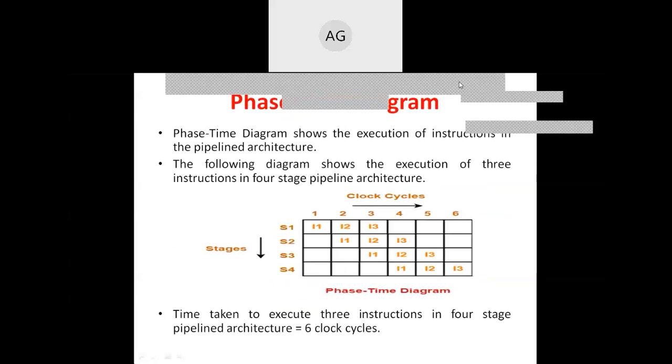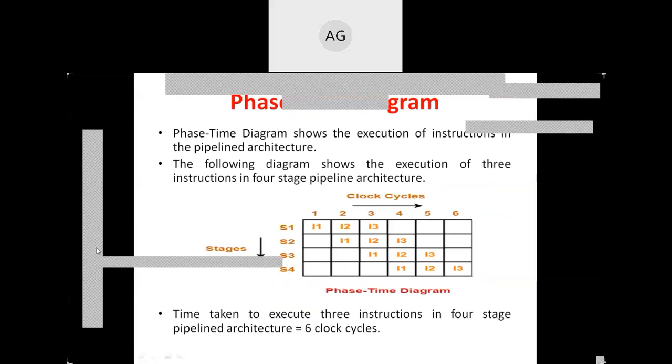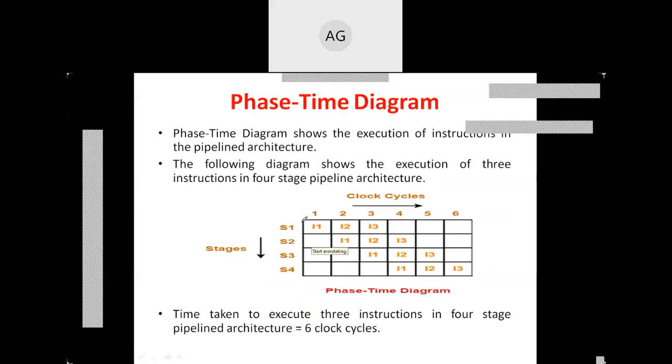Now the phase time diagram. As we already discussed it somewhat in the previous slide, now we are discussing it in detail. What is the use of the phase time diagram? The phase time diagram shows the execution of instructions in the pipelined architecture. The following diagram shows the execution of three instructions in a four-stage pipeline architecture.